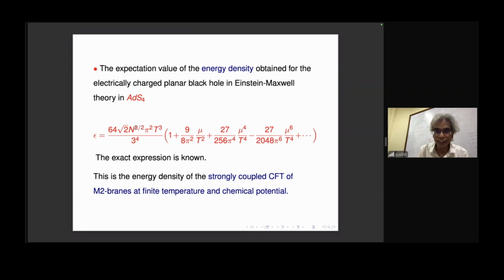but note the way the scaling goes is not just like a typical field theory. And there is this series, and each of these numbers are precisely known. And of course, this predicts something about the strongly coupled CFT of the M2 branes at finite temperature and chemical potential. This is not as familiar, but still it's quite surprising, this result.